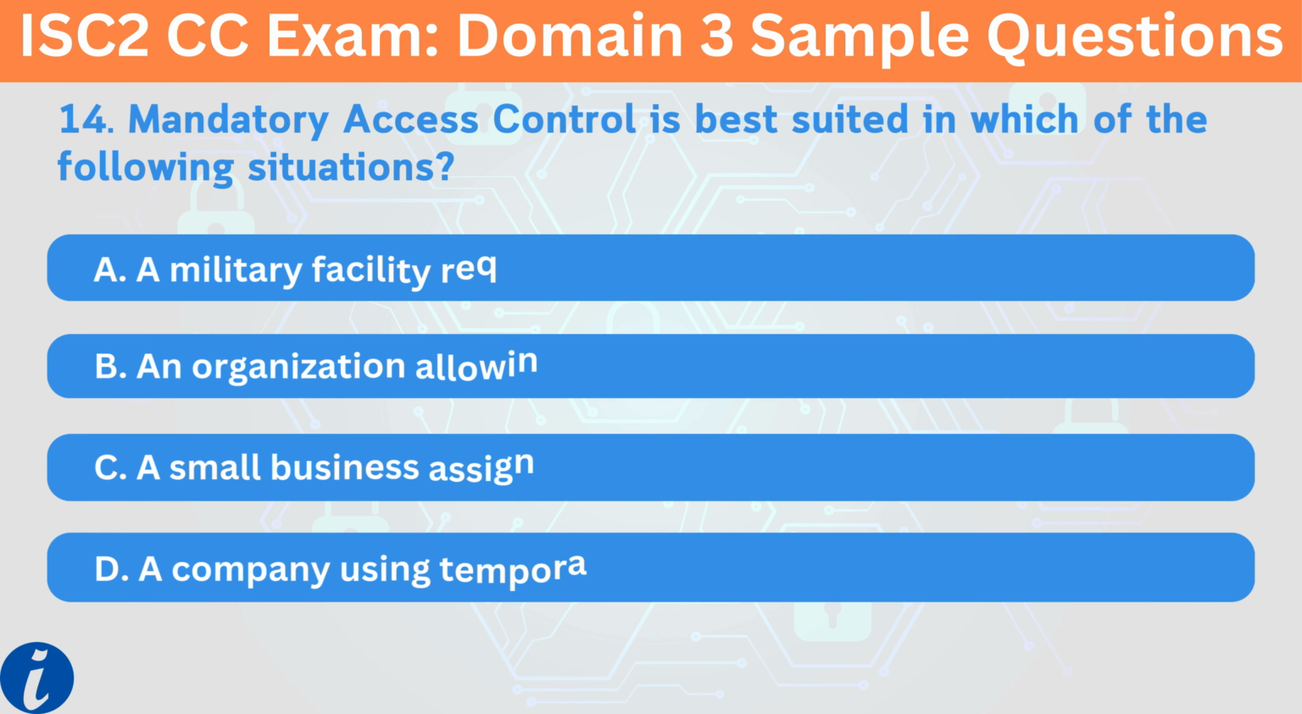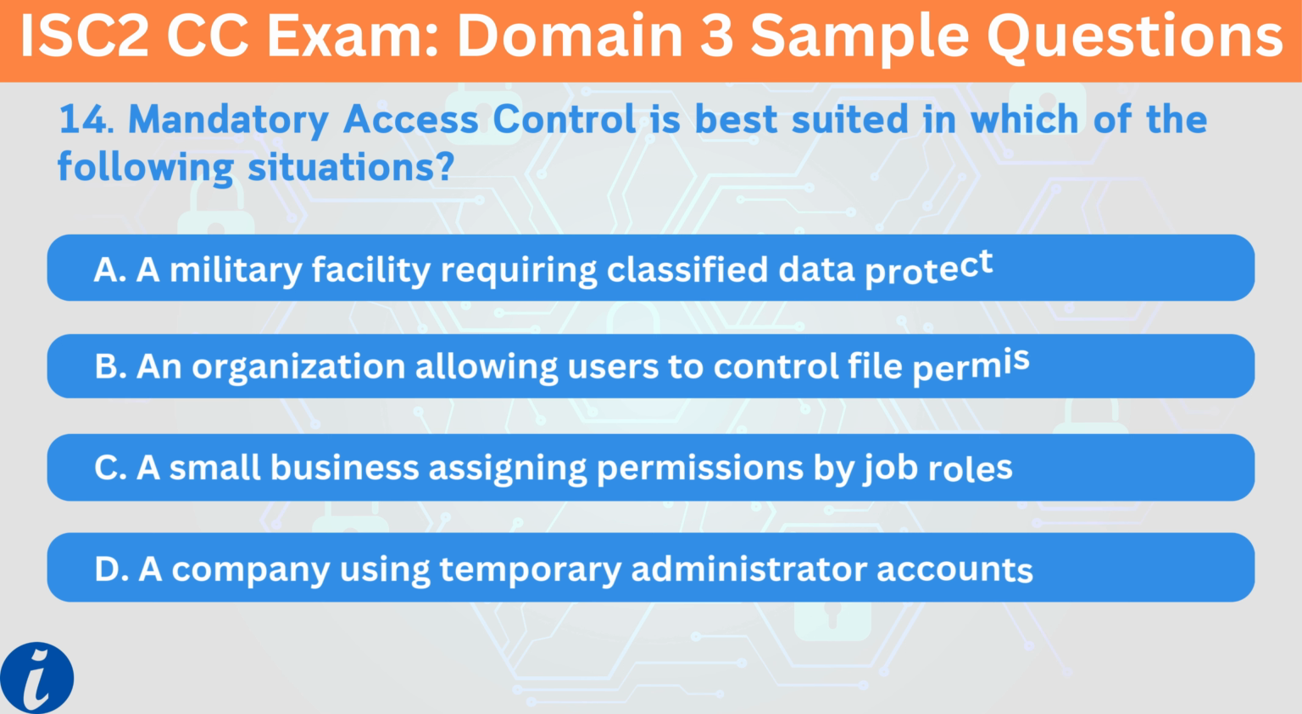14. Mandatory access control is best suited in which of the following situations? A. A military facility requiring classified data protection. B. An organization allowing users to control file permissions. C. A small business assigning permissions by job roles. D. A company using temporary administrator accounts.